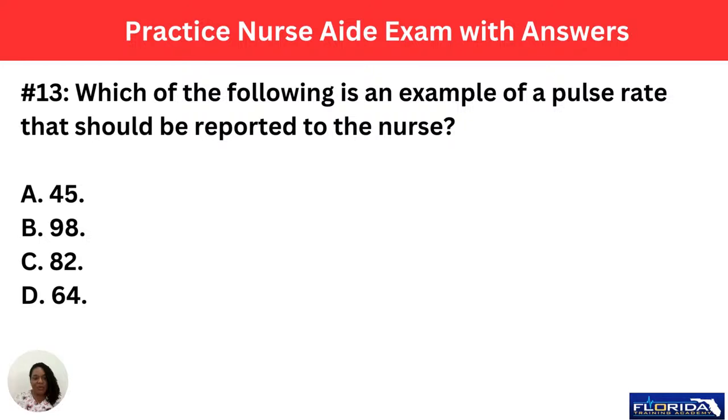All right, we're more than halfway done. We're on number 13. Which of the following is an example of a pulse rate that should be reported to the nurse? A heart rate or a pulse rate of 45, 98, 82, or 64? In order to answer this question, you have to know your normal range for a pulse rate in an adult.